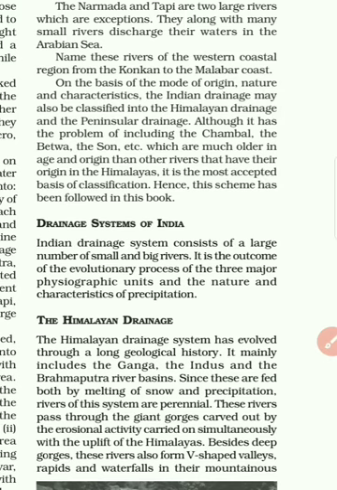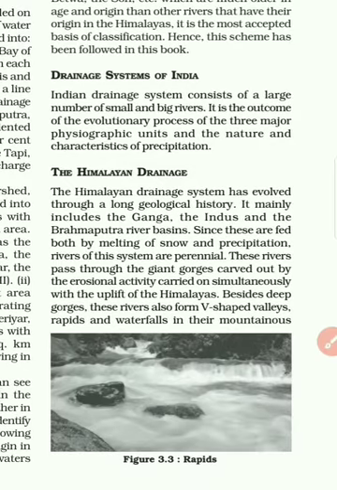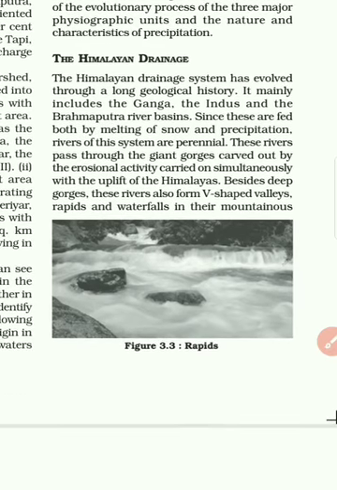Drainage system of India. Indian drainage system consists of a large number of small and big rivers. It is the outcome of the evolutionary process of the three major physiographic units, and the nature and characteristic of precipitation. The Himalayan drainage. The Himalayan drainage system has evolved through a long geological history. It mainly includes the Ganga, Indus, Brahmaputra, since these are fed both by melting of snow and precipitation. Precipitation means falling of rain, and snow after melting gets converted into the drainage. Rivers in the system are perennial.